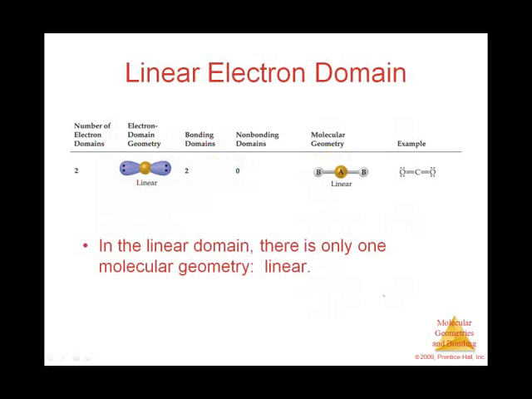Okay, in a linear electron domain, there are 2 locations of electron domains, and they're each going to have a bond. And so the electron geometry is linear, and if I have single bonds and there's no lone pairs, then I'm going to have molecular geometry of linear. Okay. Now remember, in the linear domain, for the electron domain, there's only one molecular geometry, which is linear.